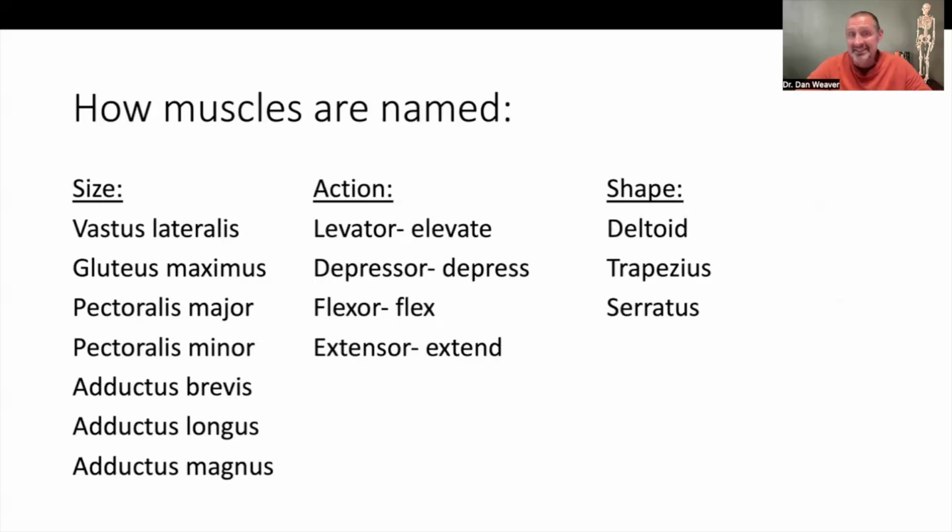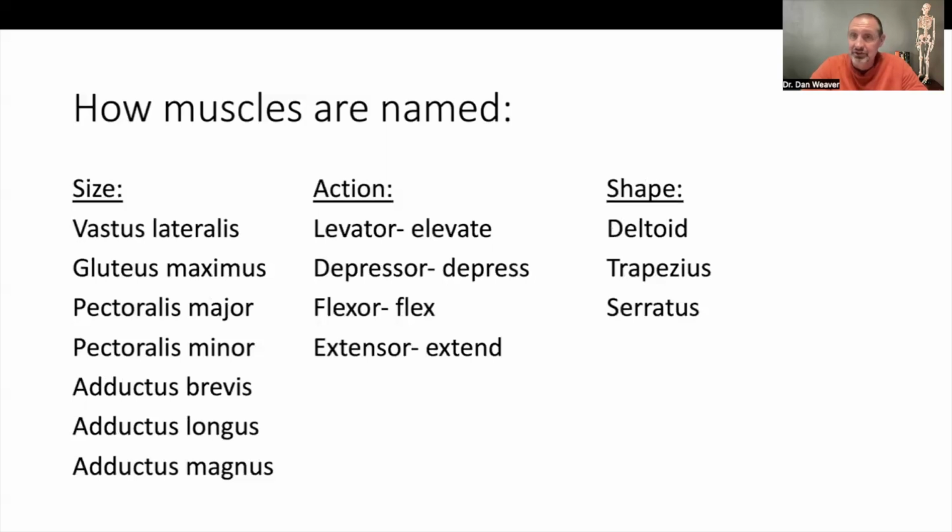One way is size, large compared to small, medium. Vastus is a word that means large, like vast. The ocean is vast. Whereas lateralis has to do with the location. It's on the lateral side of the body. Maximus means maximum, very large. Major means larger than minor, which means small. Brevis means short, like brevity or brief. Longus means long.